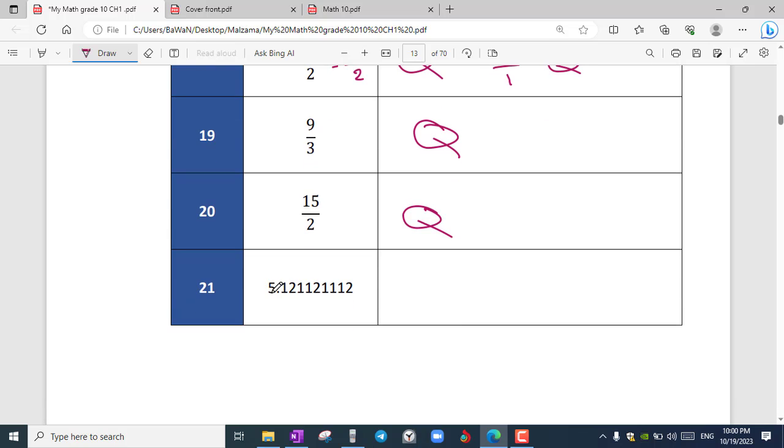A number that has some decimal places is rational, but this exercise is like this. These numbers repeat forever, then it's irrational. That's question 21.